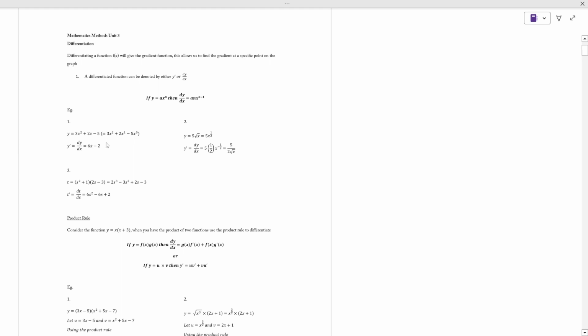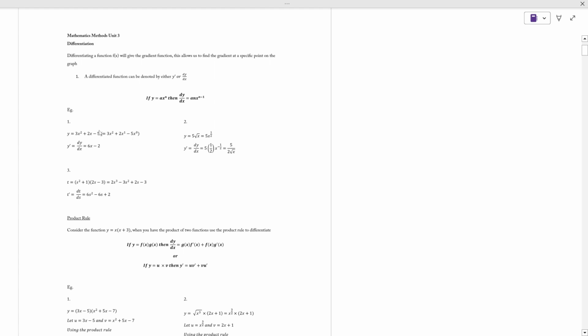Then you do the same thing for the next one. Now you're looking at 2x to the power of 1. Once again, bringing the power down to the front, so it becomes 1 times 2, which is just 2. And then for the power, subtract 1, so it's 0. Then you're left with x to the power of 0, which is just 1. So you're left with just 2, right? And then you move on to the next one.